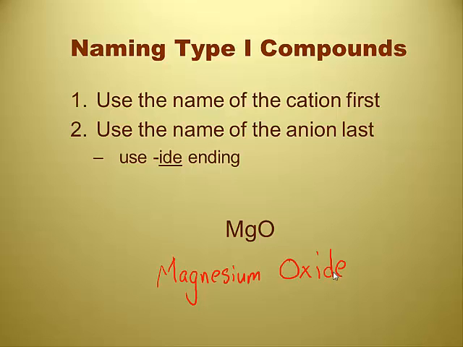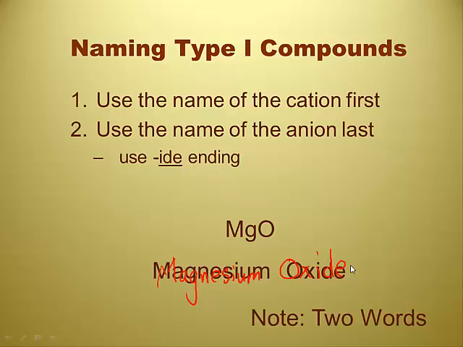Just kind of sound it out. Yeah, okay. So magnesium oxide and magnesium oxide. We were check that out, right? All right, very good. Awesome. Ooh, hey, they come together. Cool. That's nice. Two words. It's 2 separate words, not 1 word.